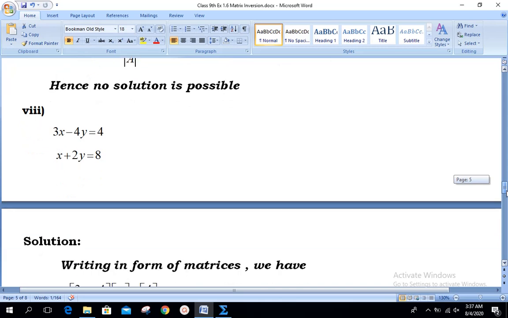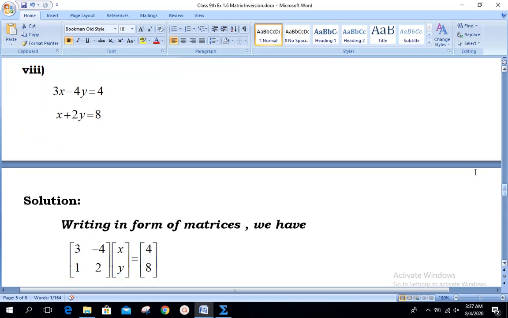Again the values are given to us in vertical frame, writing them in the form of matrices. Viewers, hopefully you are clear now. I am using the column frame 3 1. You can see here the first column is 3 1. The second column is minus 4 2. It's easy now for you to understand and practice. Next is every time a column matrix containing x, y variables. On the right hand side you have just to put up brackets. It's a column matrix containing elements 4 8.